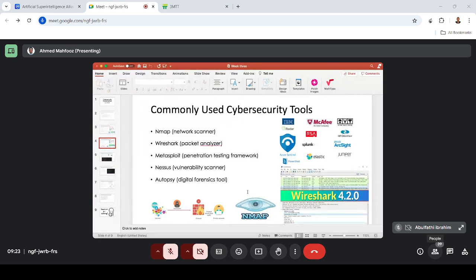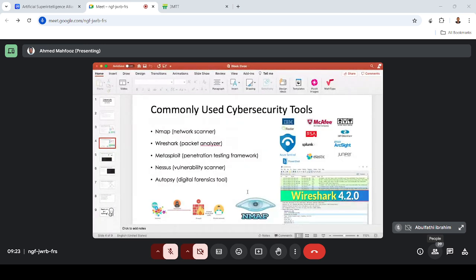Nmap is very interesting. You can download it and have a small network in your house. You can use it to monitor how many devices are on the network, who is joining the network as a new incoming device, and who is not allowed to join the network. That's what you can use Nmap for.